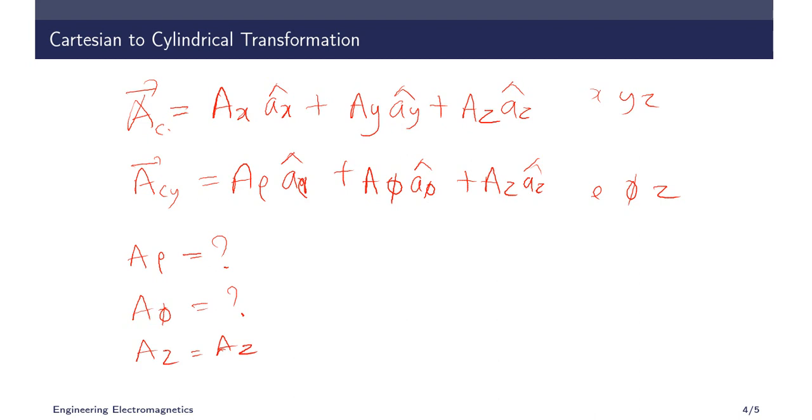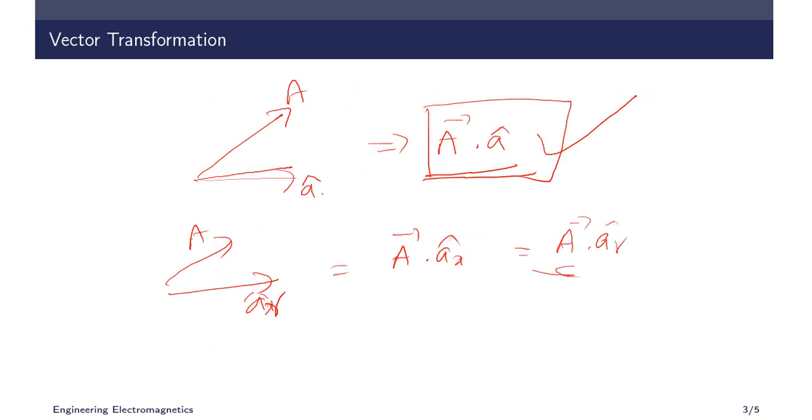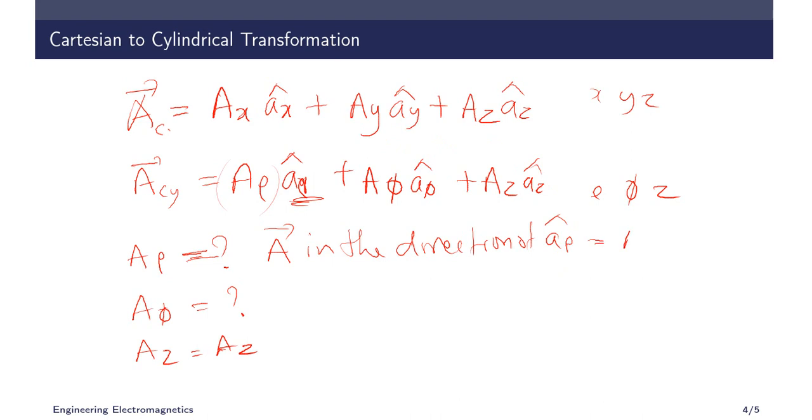Now how to find the value of Aρ? What is Aρ actually? Aρ is a scalar quantity, which is not a vector, and it is the component of A in the direction of, what is the direction? ρ cap. In the direction of ρ cap. So as we have discussed in the previous one, the component in the direction of any unit vector is given by that vector dot A. So Aρ will be A dot ρ cap.